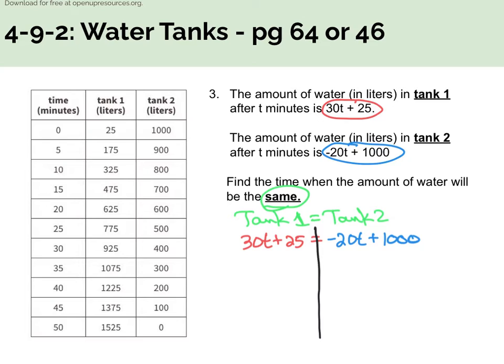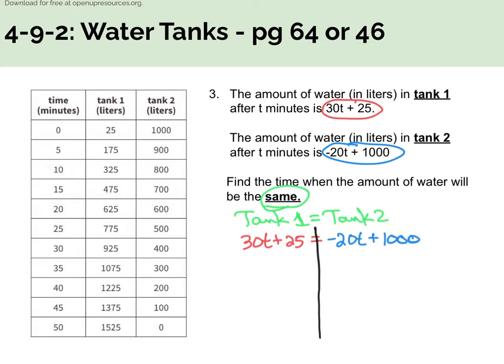I can't add the 30t and 25. They're not exactly the same type of number. Can I add negative 20t and 1,000 together? No, they're not the same type of number. So can I combine these together? No. Step 3 was get all my variables on the left-hand side.